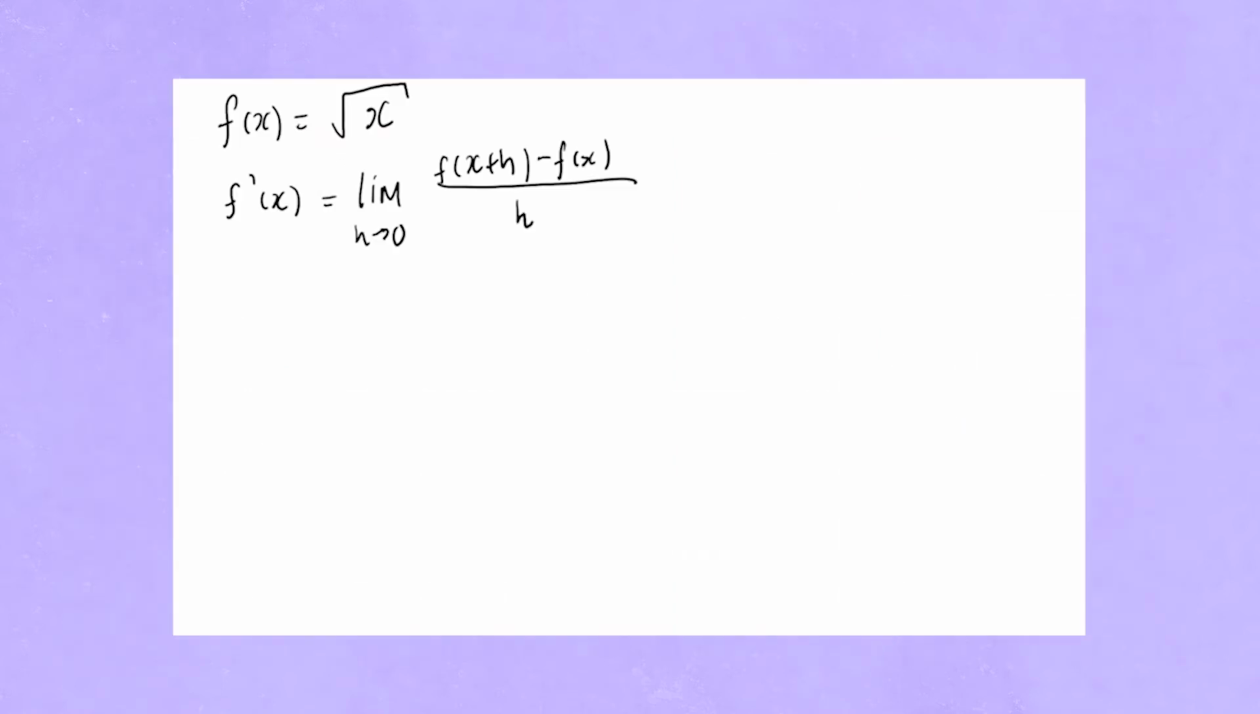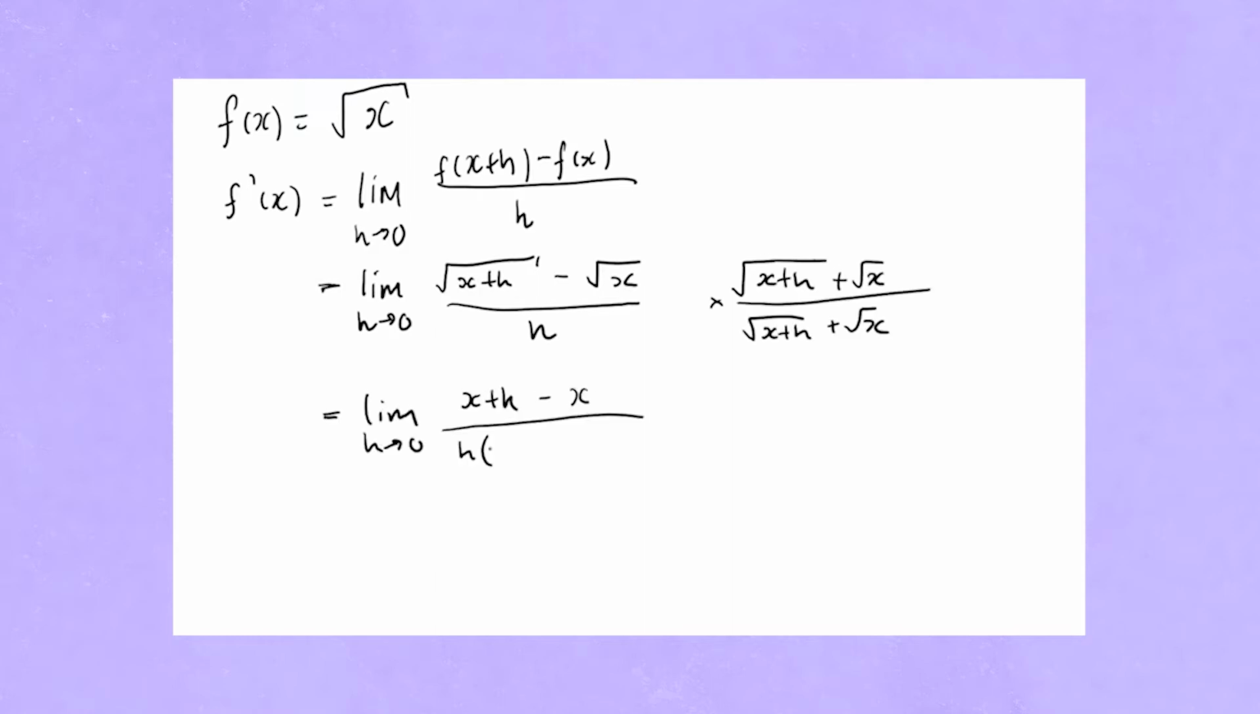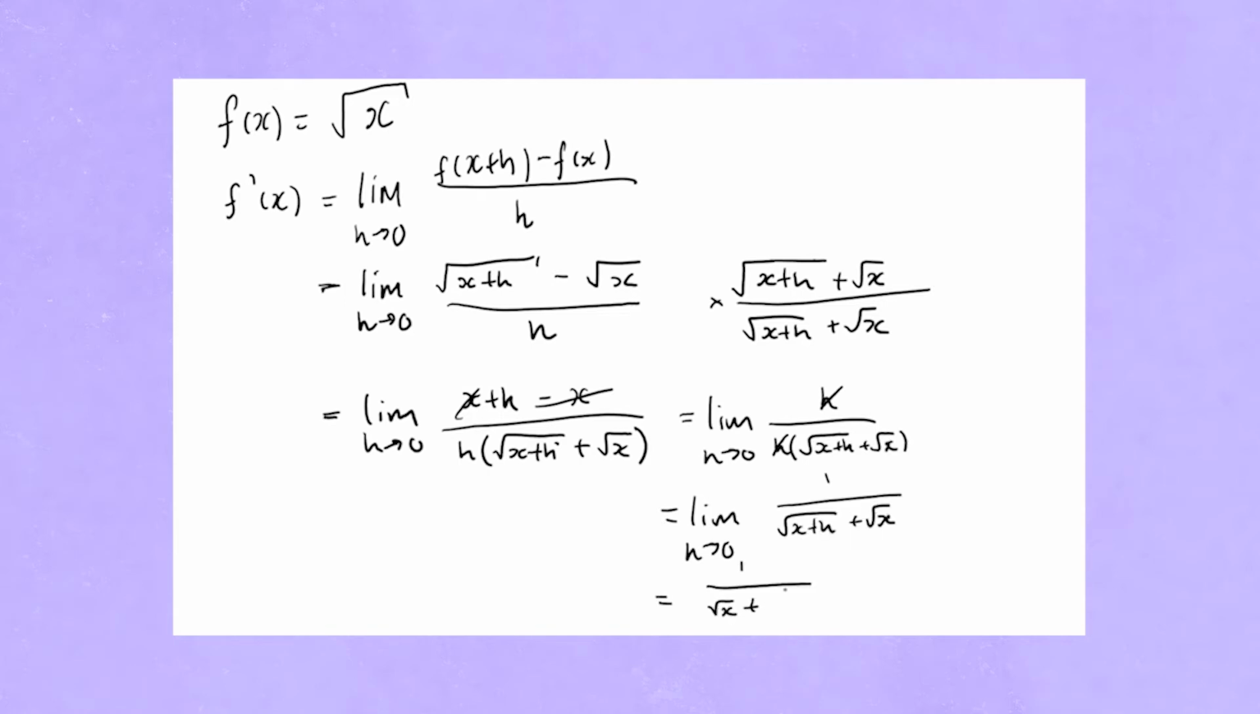Now let's try a second example where f of x equals the square root of x. To find f prime of x, we need to evaluate the limit that defines it. To do so, we rationalize the numerator, and this allows us to reduce the limit to a form we can do. We get 1 over 2 the square root of x. Notice here that f prime of x is not defined at x equals 0, while f of x is.